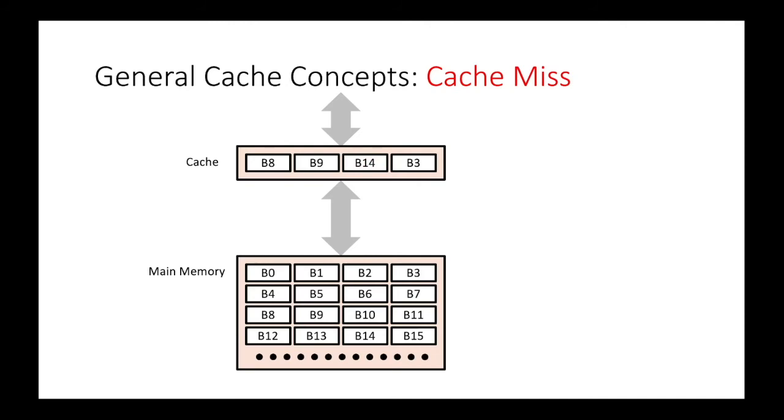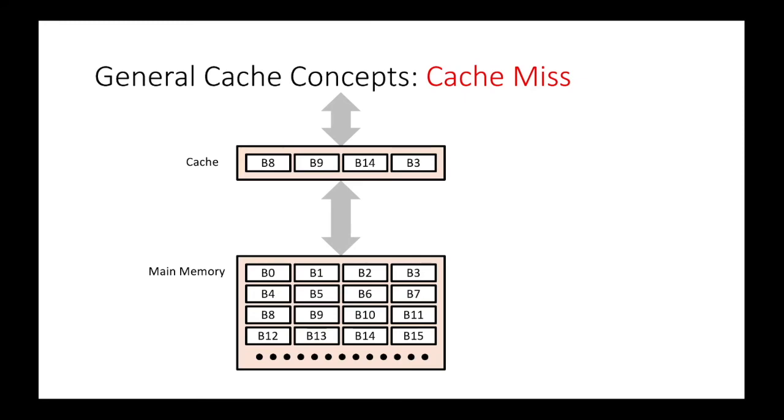Let's talk about cache miss. When the cache doesn't have the item that the CPU requests, it has to access lower levels of the memory hierarchy to get the block, and it is called a cache miss. In this example, the CPU requests data in block 12, but the cache doesn't have it, so it is a cache miss and we need to access slow main memory to get block 12.